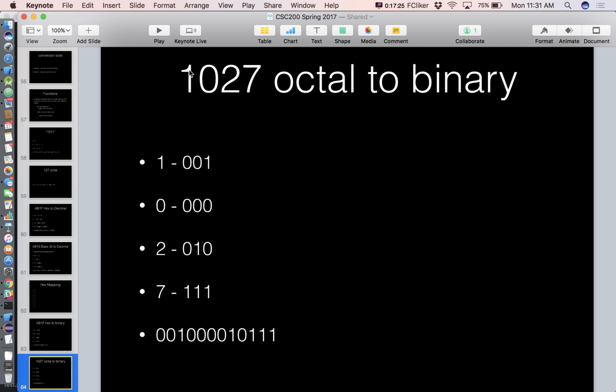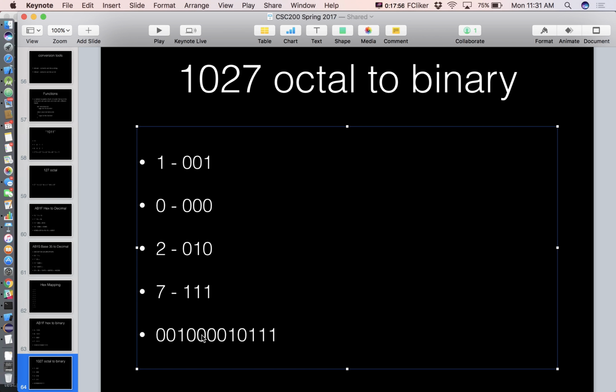So we'll represent the 1 as a 0 followed by 0 followed by 1. This is a 1 in the 1's place, a 0 in the 2's place, a 0 in the 4's place in binary. Then the 0, that's all zeros. Then 2, that's a 0 in the 1's place, a 1 in the 2's place, a 0 in the 4's place. A 7 is a 1 in the 1's place, a 1 in the 2's place, and a 1 in the 4's place. And then you just write all those bits next to each other. And that gives you the binary value of that.